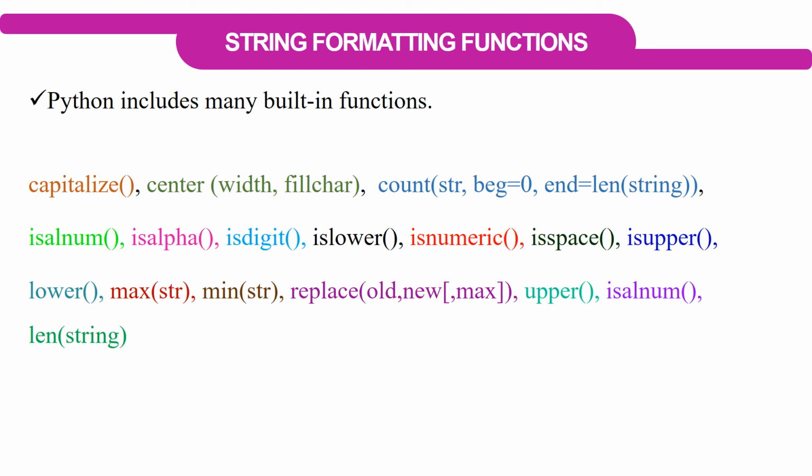Then we have lstrip, which removes all leading white spaces. maketrans returns a translation table to be used in the translate function. Then join concatenates the string representation of elements in a particular sequence. Then rstrip removes all trailing white spaces in the string. So these are some of the built-in functions available in Python.